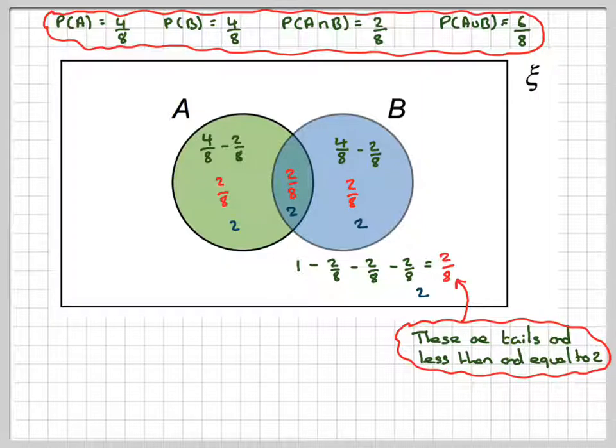Okay, so this has been a video to show you how to find the probability of event A and B, and perhaps illustrate it using a Venn diagram. I hope you've understood, and I thank you very much for watching.